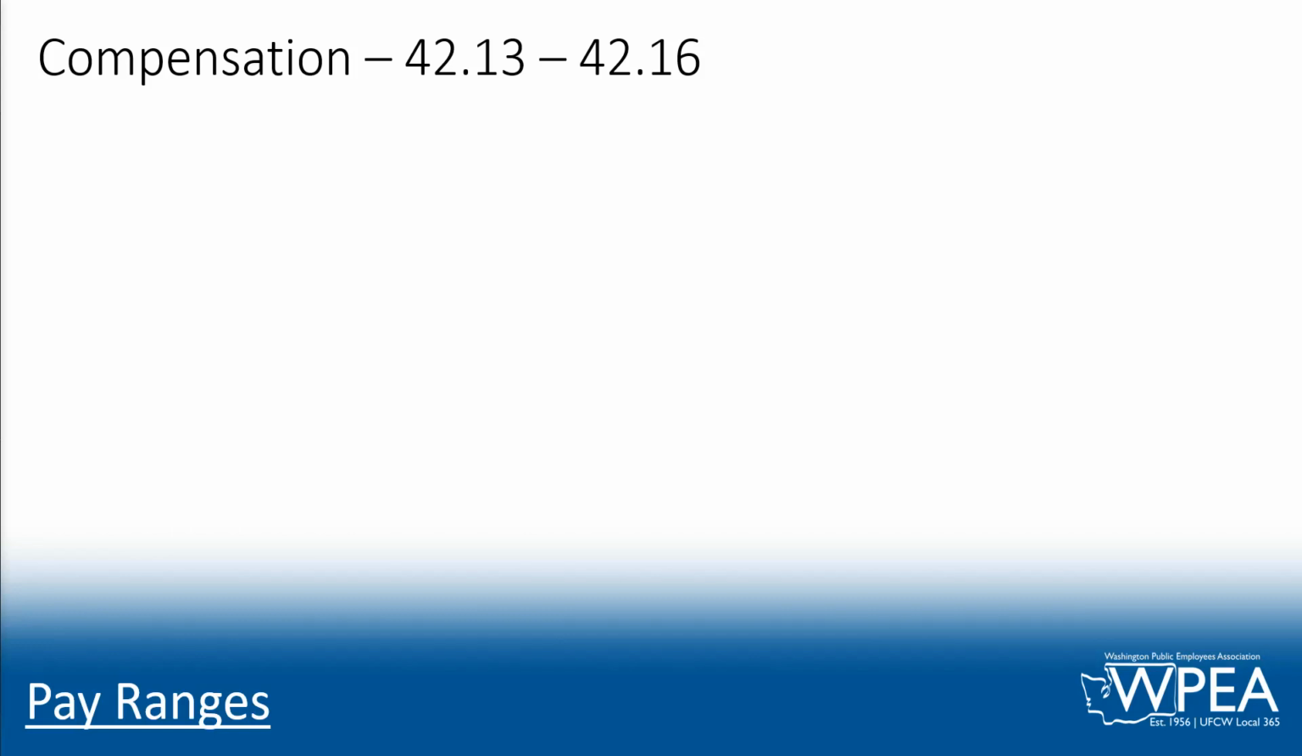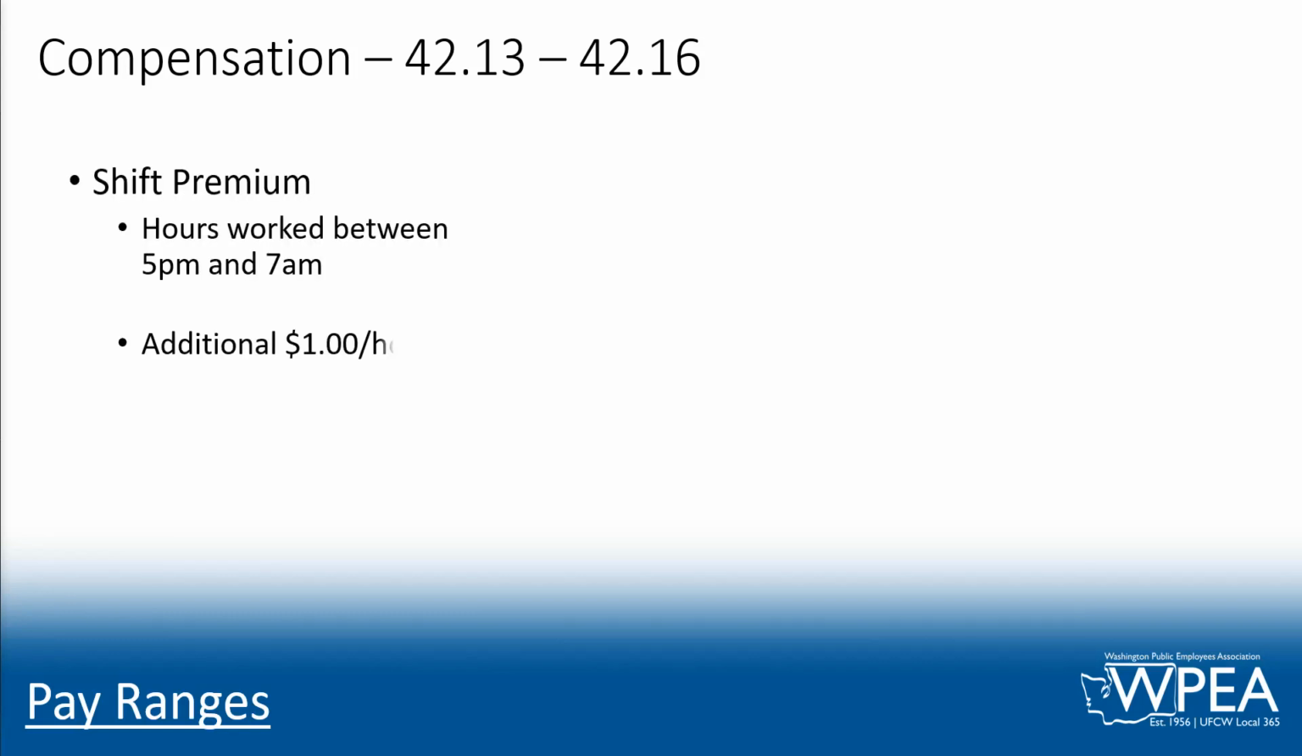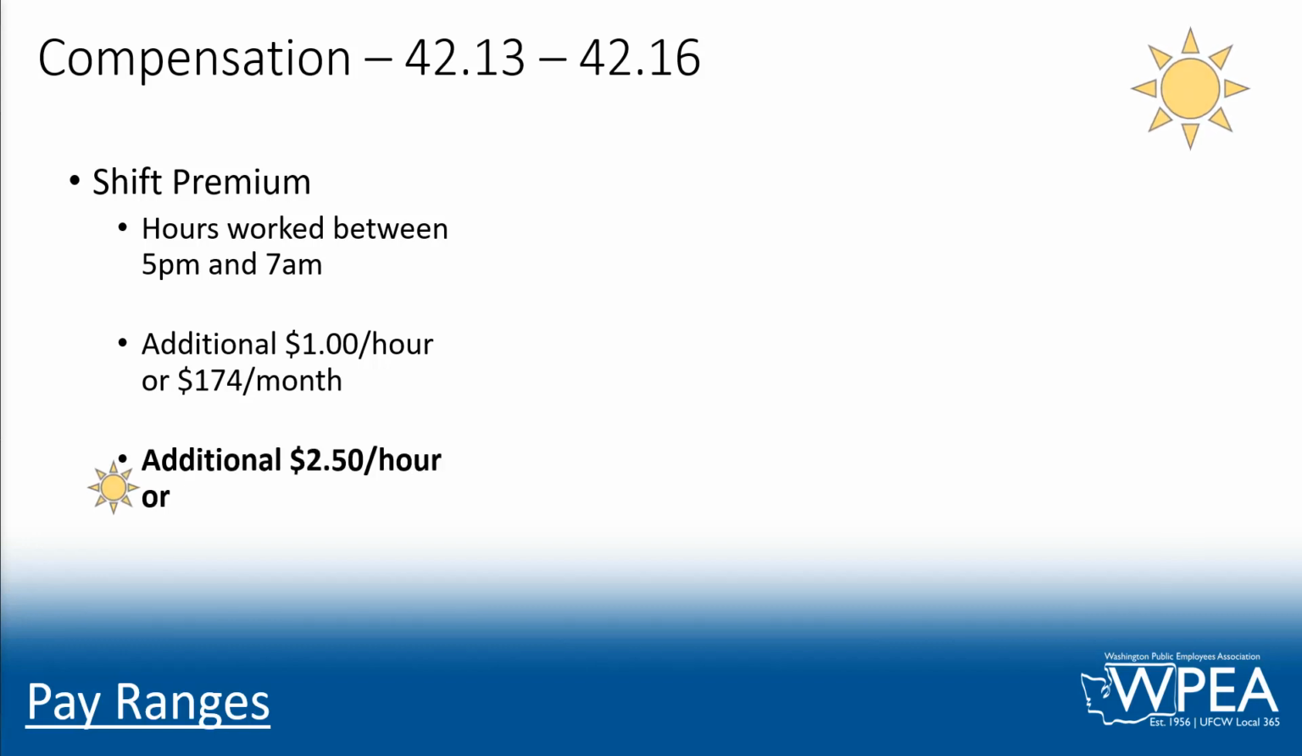There are also a few types of additional pay that you may be entitled to. If you work during the hours of 5 p.m. and 7 a.m., you are entitled to a shift premium. This premium pay entitles you to an additional $1 an hour, or $174 per month. In the upcoming 2023 contract, though, this rate will increase to $2.50 per hour, or $435 per month.